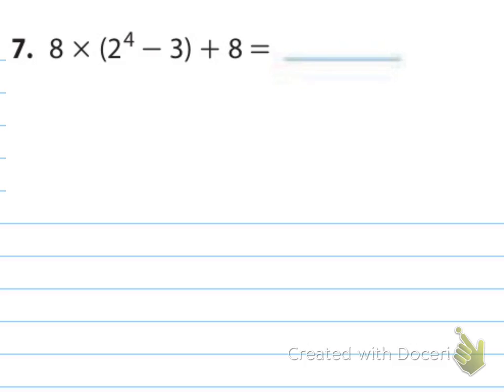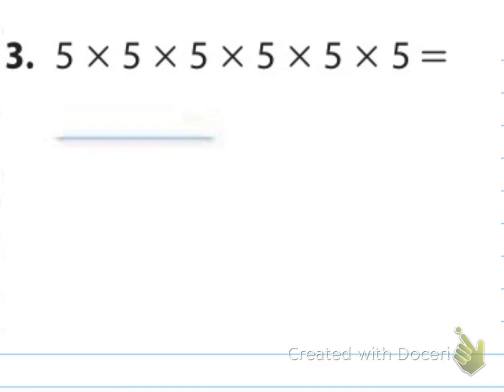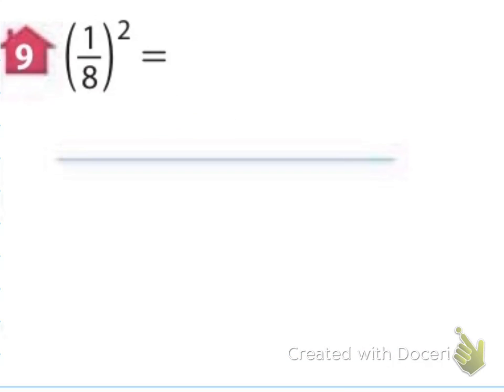Alright, for number 3 and 5, you didn't have to solve 5 times 5 times 5 times 5 and so on. You're just supposed to count how many there are. You know that the base is 5, and we have 1, 2, 3, 4, 5, 6 of them, so our exponent is 6. And again, this doesn't mean 5 times 6, this means 5 times 5 times 5 times 5 times 5 times 5. So 5 to the 6th power is the answer, and that's as far as you need to go. You didn't even have to solve them. So if you went through all that work, you did it for nothing.